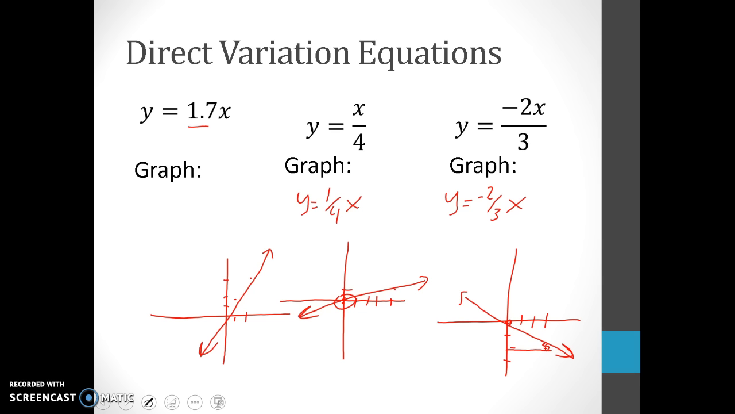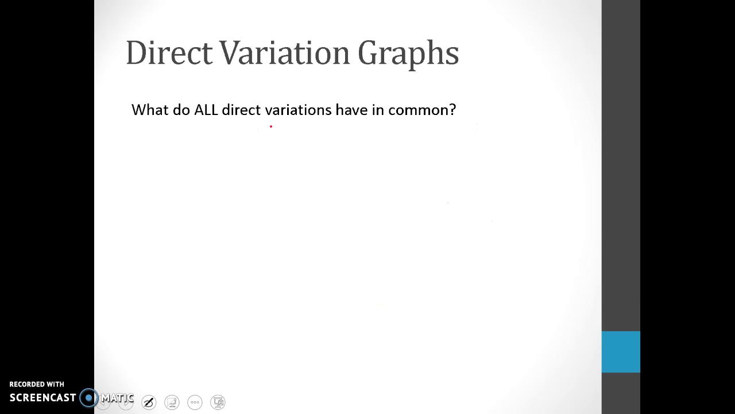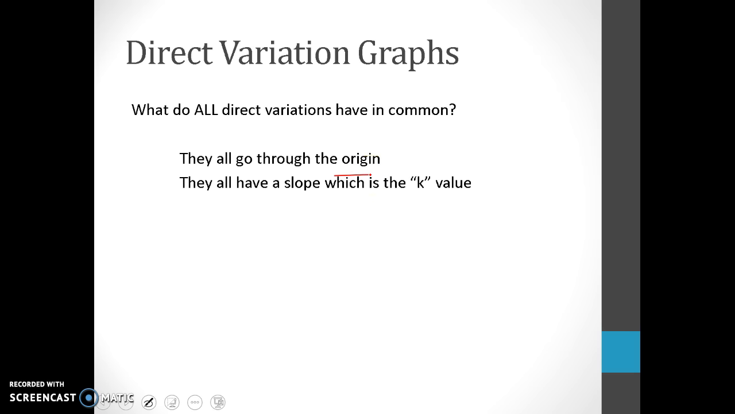And so these are all direct variation graphs. What you should recognize about all of them is that they all go through the origin because the y-intercept will always be 0. If there's anything that you're adding or subtracting to these direct variations, then they're not really direct variations. They all go through the origin, and they're all linear. So what do all direct variations have in common? They all go through the origin, and they all have a slope because they're all lines. The slope is also the k value.